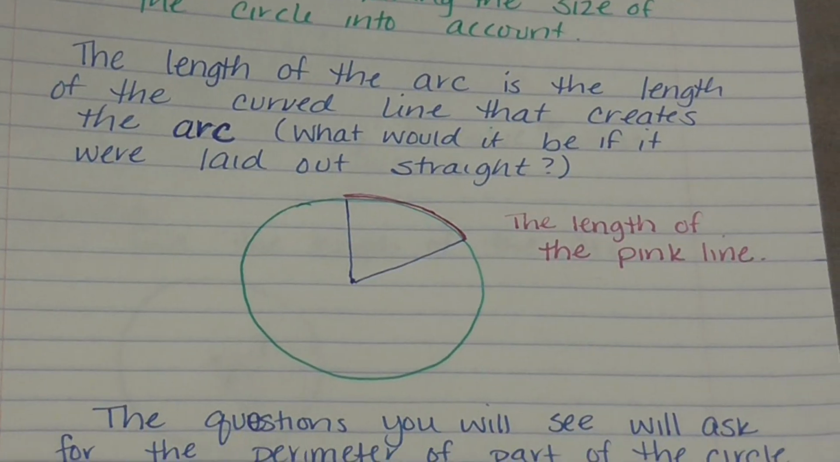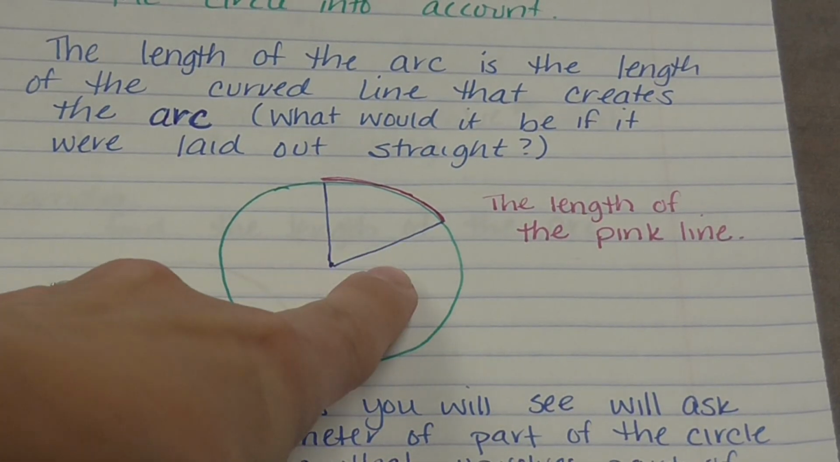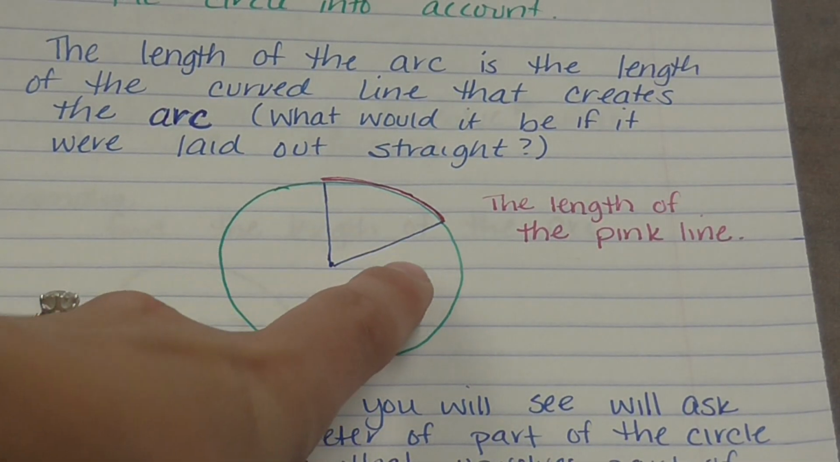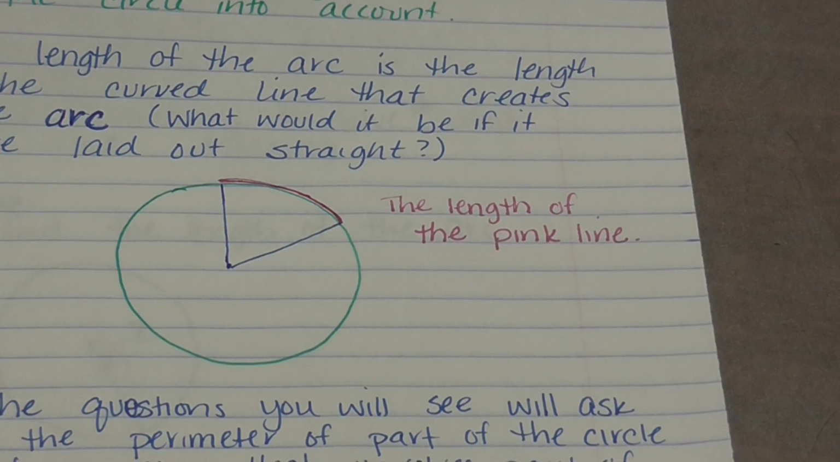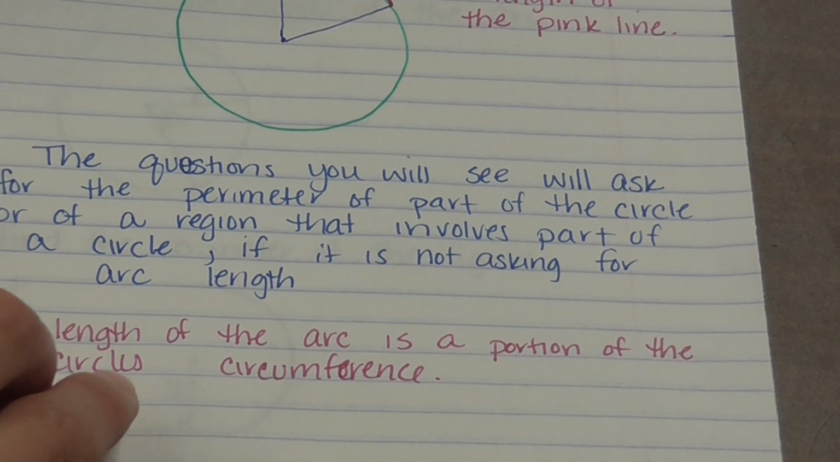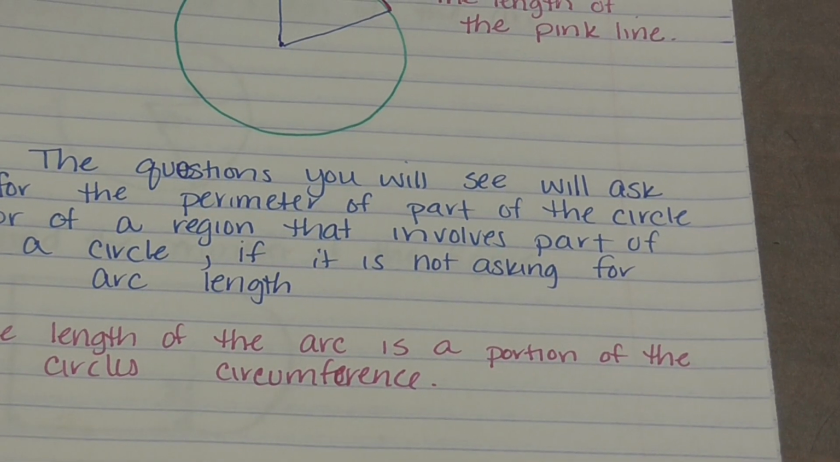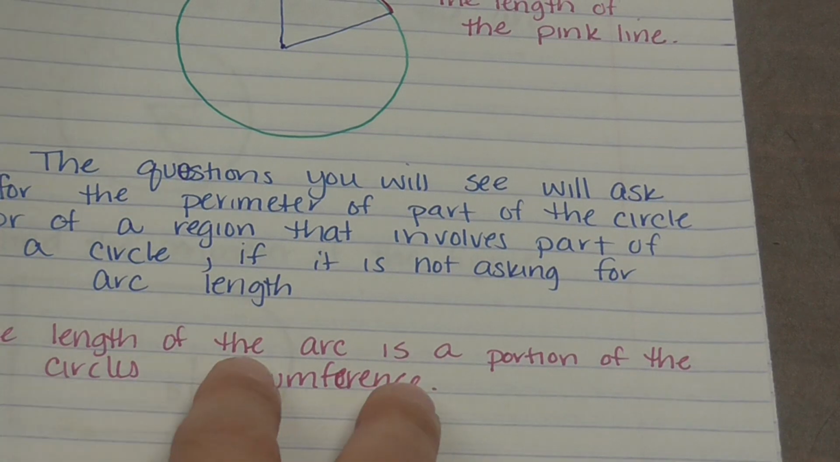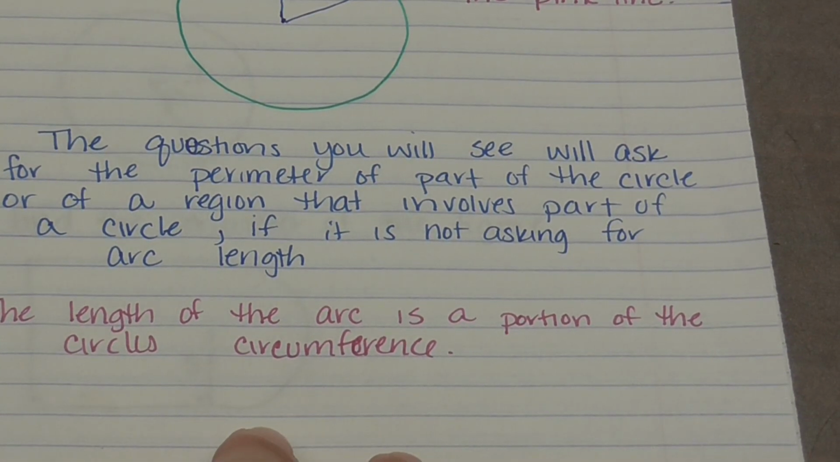So an example of what this would look like is, if this were a whole circle and the two blue lines were radii, the length of that pink line right there would be what we're looking for when we're looking for the length of an arc. Alright, so the questions you're going to have are things like, what is the perimeter of a figure that has part of a circle? Or, if they're not asking for just arc length itself.